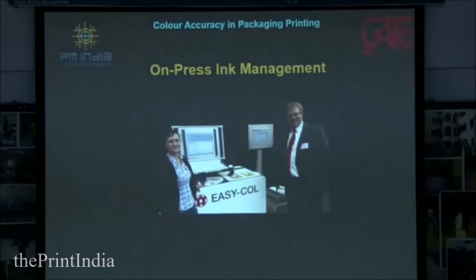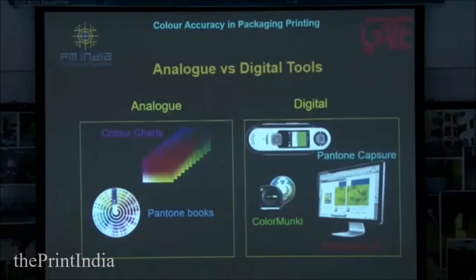So on press management, some ink management has now come on some printing machines, some gravure and flexo machines. Anybody doing gravure, flexo? No, all offset. So there are analog tools and digital tools. Analog tools are color charts, Pantone catalogs, and so on. Digital tools are these electronic devices which will measure the color in terms of LAB, dot percentage, RGB values, and so on.